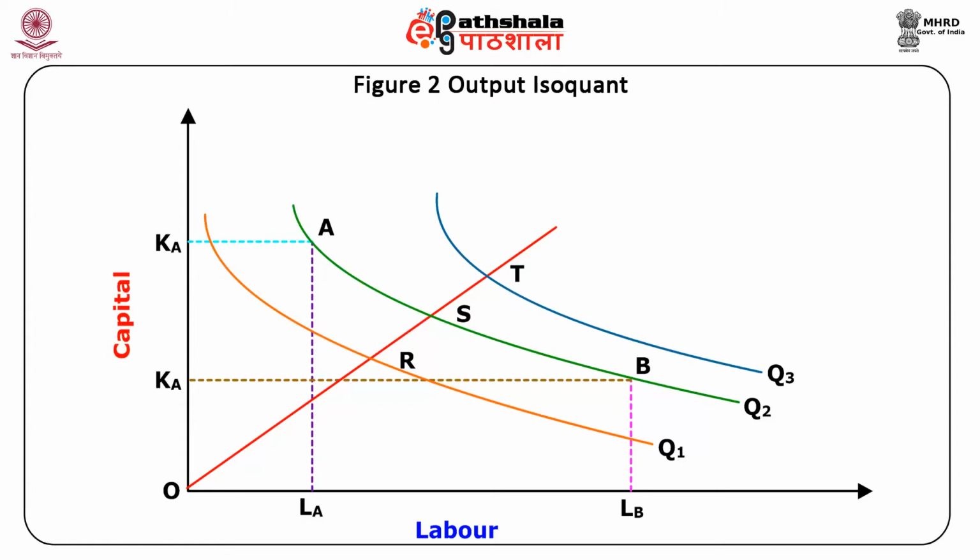This relationship between labor and capital is termed marginal rate of technical substitution, which is popularly known as MRTS. At any point on the isoquant, MRTS is defined as the change in the capital divided by the change in the labor, that is, change in K by change in L. Slope of the line tangential to the isoquant at any point gives the MRTS.